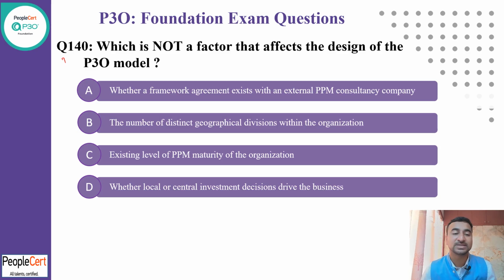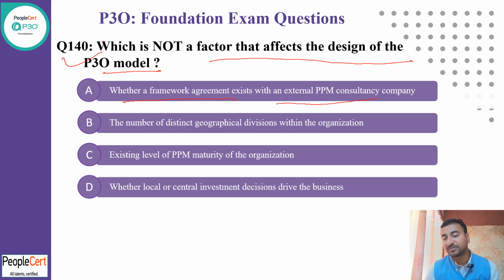Question number 140 says, which is not a factor that affects the design of the P3O model? Now let's see, A, whether the framework agreement exists with an external PPM consultancy company. Okay, that is not that significant. That is legally binding, but it's not necessarily affecting the design of the P3O model from a technical point of view. B, the number of district geographical divisions, yeah, that is affecting. C, existing level of maturity, that is affecting the design of the P3O model. And D, whether the local central investment decision drives the business, yes, that is also affecting.